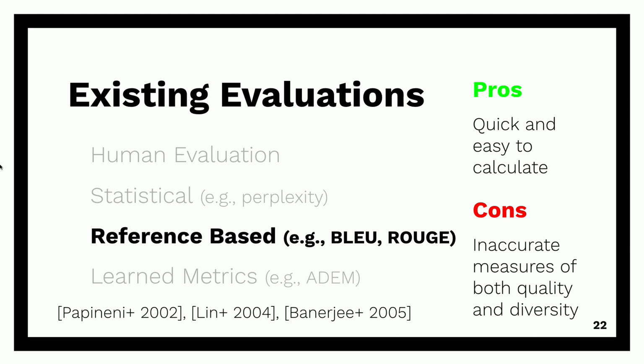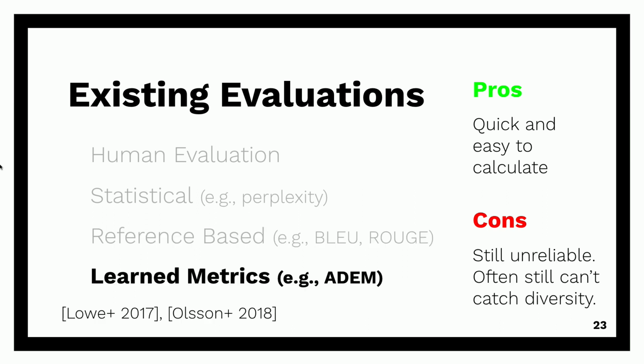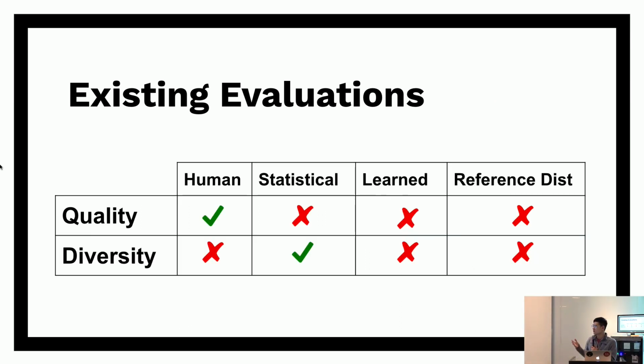Other evaluations, such as reference-based evaluations like BLEU or ROUGE, which measure n-gram overlap between the reference and the generated outputs, or learned metrics such as ADEM, which try to mimic human judgments by learning a model to mimic them, are quick and easy to calculate, but unfortunately, they neither capture quality as well as human judgments, nor do they capture diversity as well as rigorous statistical evaluations. So we're kind of stuck.